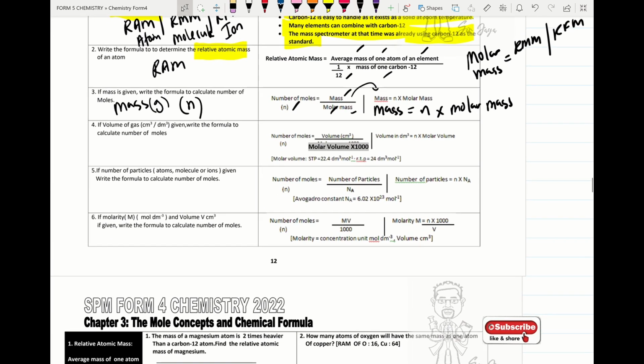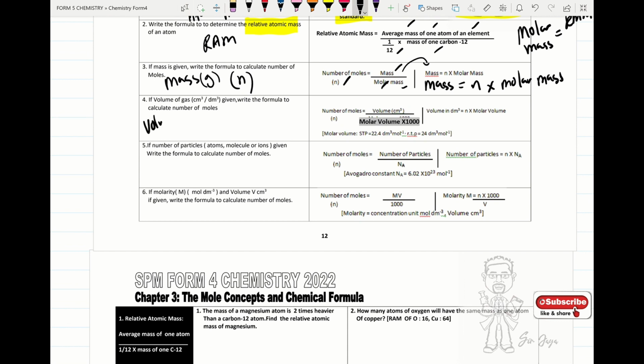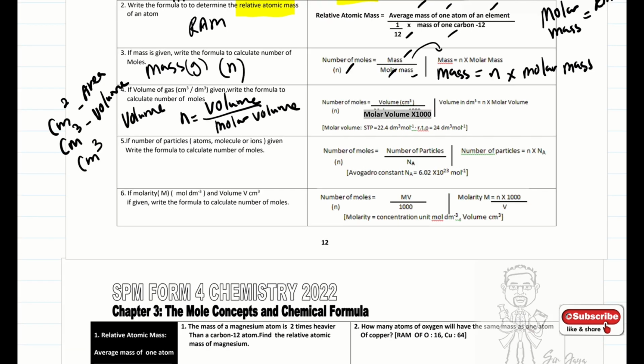So we go on to the next one. If the volume of gas is given, please remember cm² is area and cm³ is volume. Let's say the question gives the volume of gas in cm³ or dm³. How to find the number of moles? We take the volume divided by the molar volume. If it is in cm³, make sure to divide by 1000. So the formula for the number of moles, if volume is given, is volume divided by molar volume. If in cm³, please divide by 1000. If we want to find the volume of gas in dm³, we take the number of moles times the molar volume.